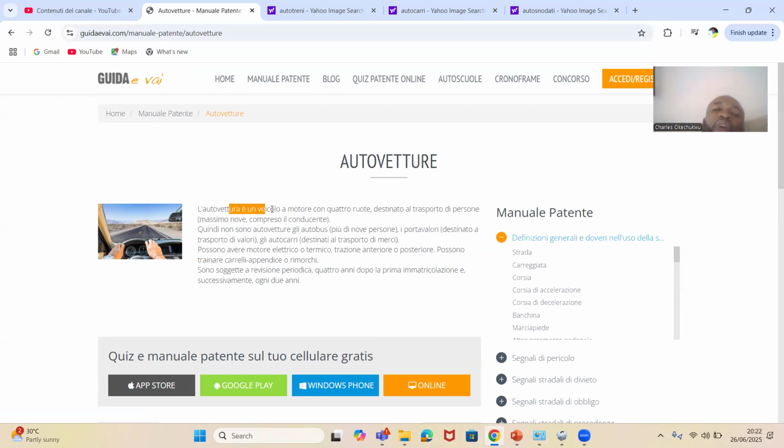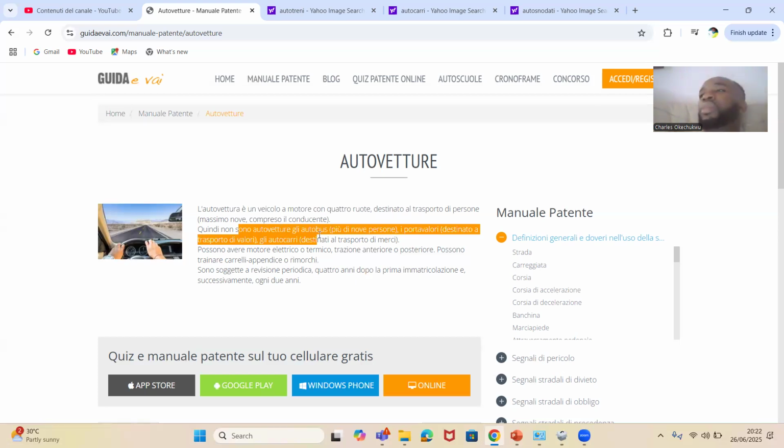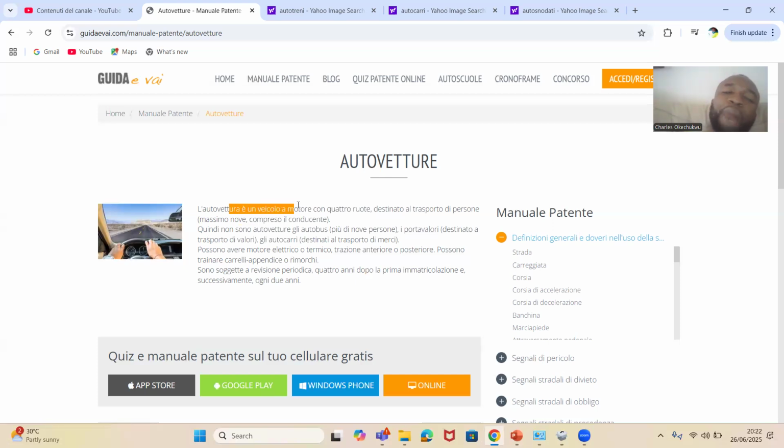Let's continue. Autovettura è un veicolo a motore a 4 ruote destinato al trasporto di persone, massimo 9 posti, compreso il conducente, including the driver's seat. Quindi, non sono le autovetture, gli autobus. Okay. They said autovettura è un veicolo a motore. Now, autovettura is every vehicle that has an engine. Simple. For you to be an autovettura, which you know the picture already, it is that vehicle all of us want to drive in this class. That's what you need your patente for.